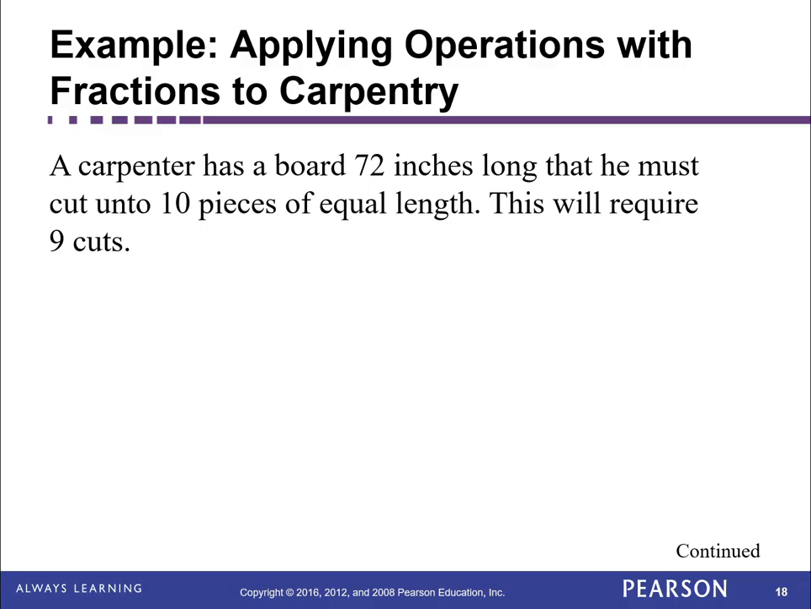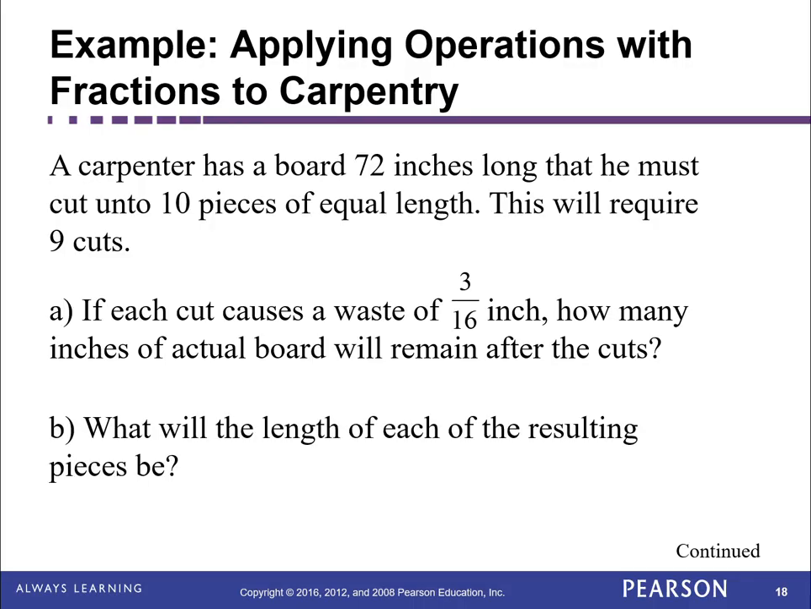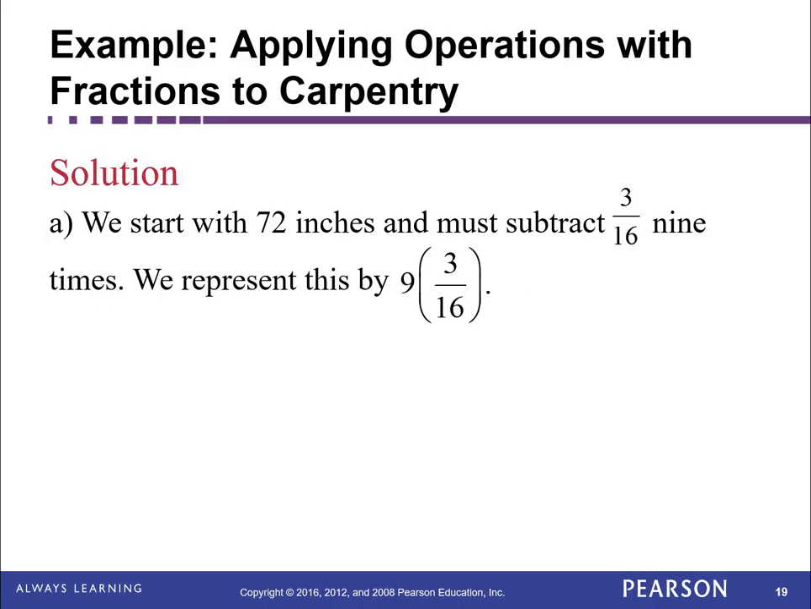All right, let's look at a practical example. It says a carpenter has a board 72 inches long that he must cut into 10 pieces of equal length. This will require 9 cuts. Okay? If each cut causes the waste of 3/16 of an inch, how many inches of actual board will remain after the cuts? And what will the length of each of the resulting pieces be? This is a technical problem.